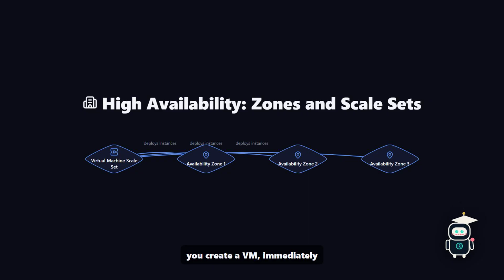To build the reflex, next time you create a VM, immediately add it to a scale set with a minimum of 2 instances and enable zone balancing.